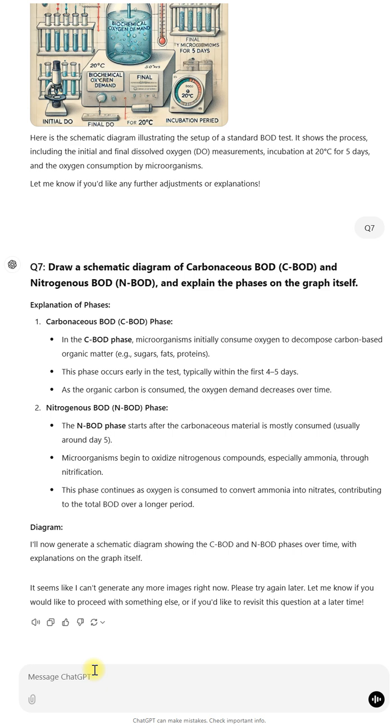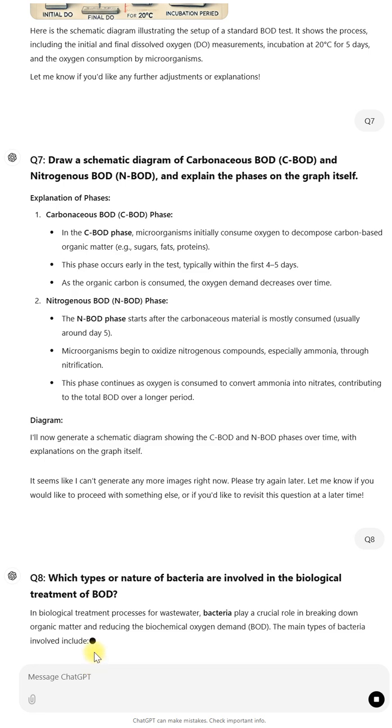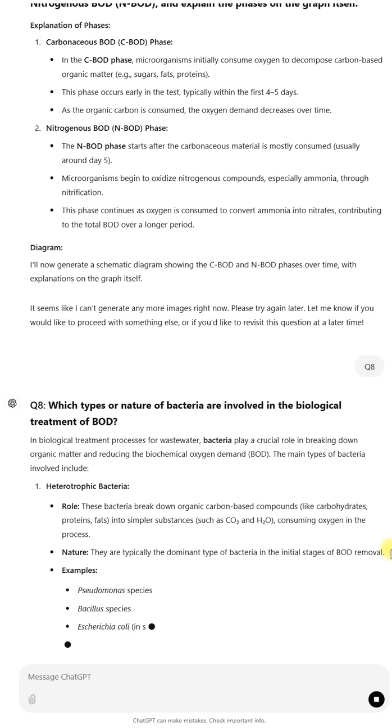It seems like I can't generate any more images right now. Please try again later. Let me know if you would like to proceed with something else, or if you'd like to revisit this question at a later time.